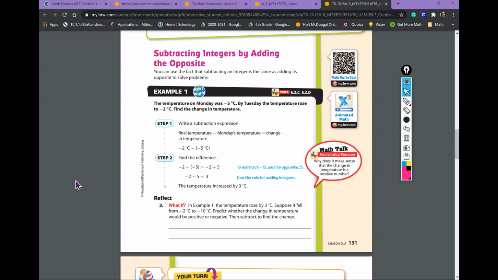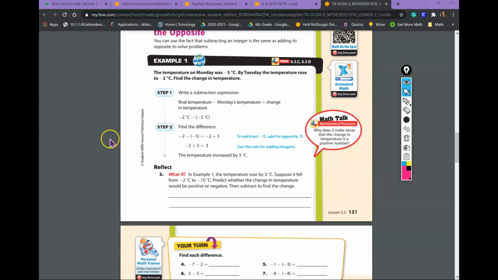For example, the temperature on Monday was -5 degrees Celsius. By Tuesday, the temperature rose to -2 degrees Celsius. Find the change in temperature. So step one, we need to write the subtraction expression. So we're going to write the final temperature, so the temperature it was on Tuesday, minus Monday's temperature. And that's going to equal the change in temperature. So the final temperature on Tuesday, which was -2 degrees, minus Monday's temperature, which was -5 degrees.